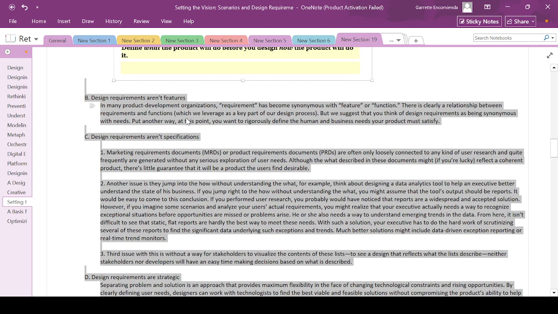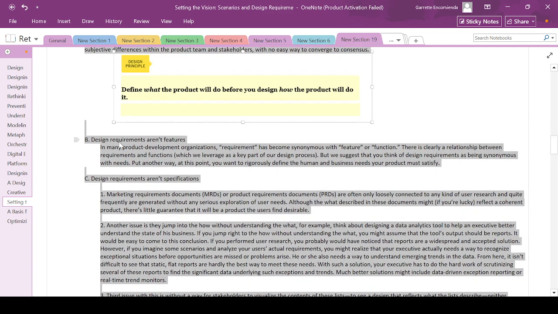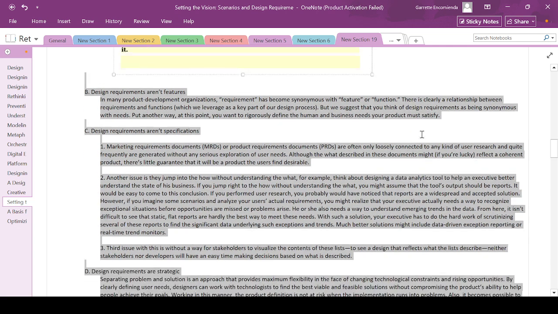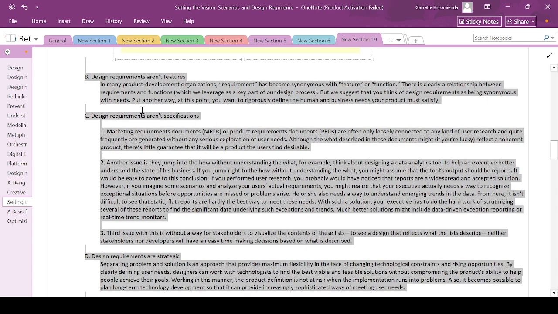Design requirements aren't features. In many product development organizations, requirement has become synonymous with feature or function. So how do we actually define these design requirements? First, we need to define what it is not. It is not actually a feature or function. That's a task-level way to see it. There is clearly a relationship between requirements and functions, which we leverage as a key part of our design process.